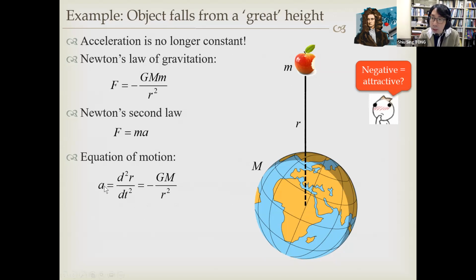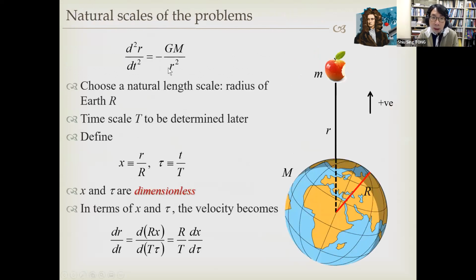So the acceleration is now equal to minus GM over r squared. And the acceleration can be written as d squared r, the second derivative of r with respect to t. So here is the differential equation that we want to solve. But the differential equation is quite difficult because it cannot be integrated in a straightforward manner. So we are trying to solve it numerically. Now let's see what we are going to do.